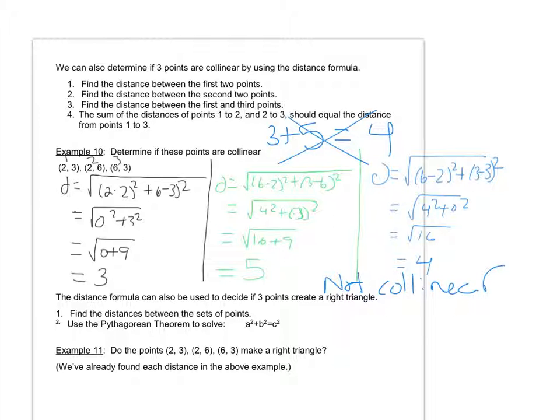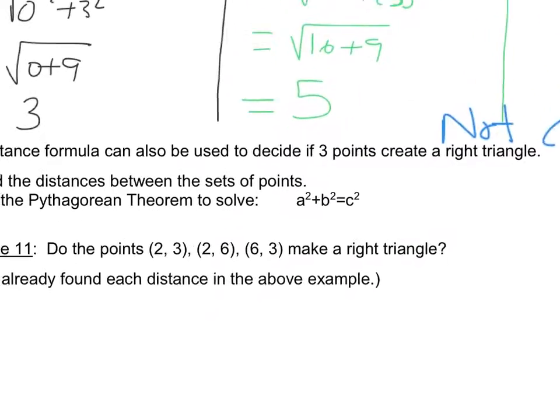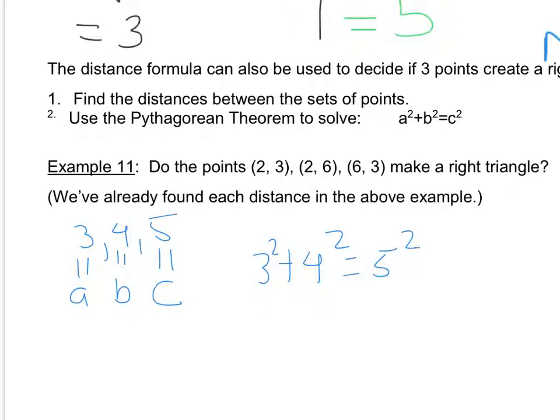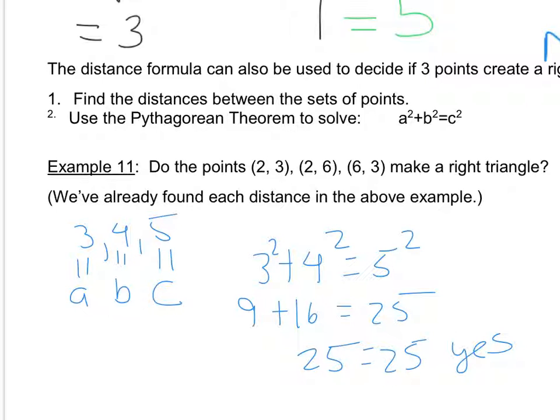Now another thing the distance formula is used for is the Pythagorean theorem, because a squared plus b squared equals c squared. It says do the points 2, 6 make a right triangle? Well, yeah, so our sides are 3, 4, and 5. So we know this one is C because it's always the longest, so AB doesn't matter. So is 3 squared plus 4 squared equal to 5 squared? 9 plus 16 equal to 25. Does 25 equal 25? Yes. So yes, it is a right triangle.